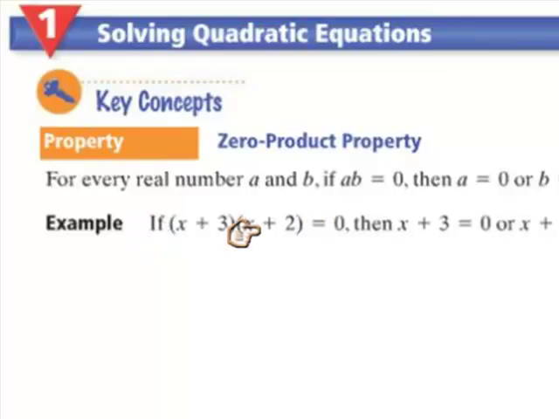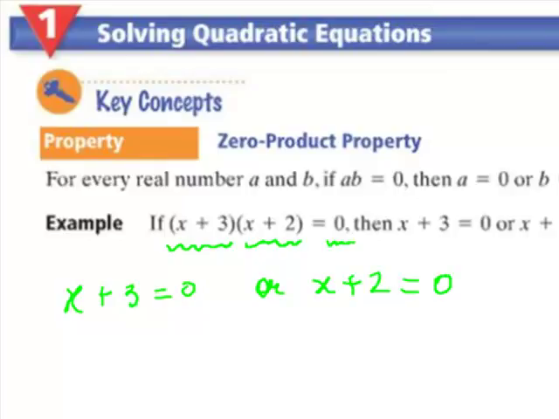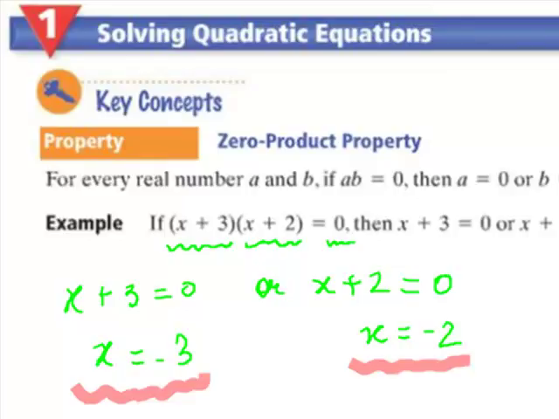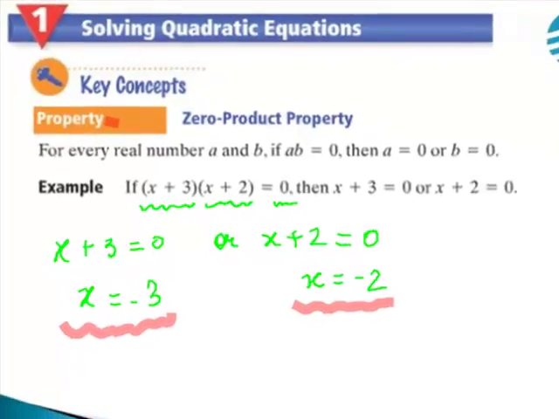If you have the product of two factors equal to 0, say x plus 3 multiplied with x plus 2 is 0, it simply means that either x plus 3 or x plus 2, either of them should be 0. Either x plus 3 should be 0 or x plus 2 should be 0. So we will solve both of them, and we will get x equal to negative 3 in the first case and negative 2 in the second case.